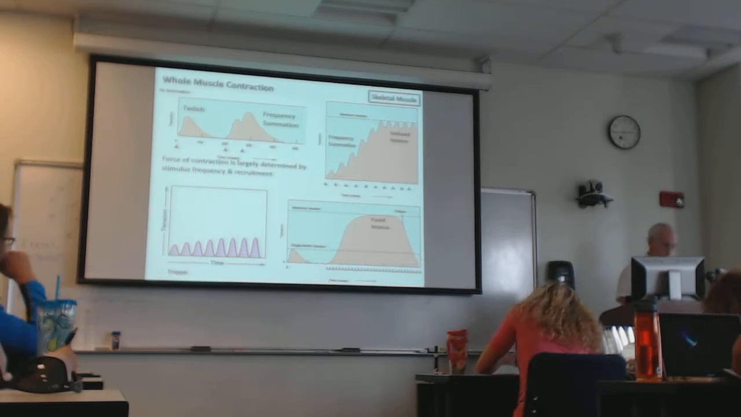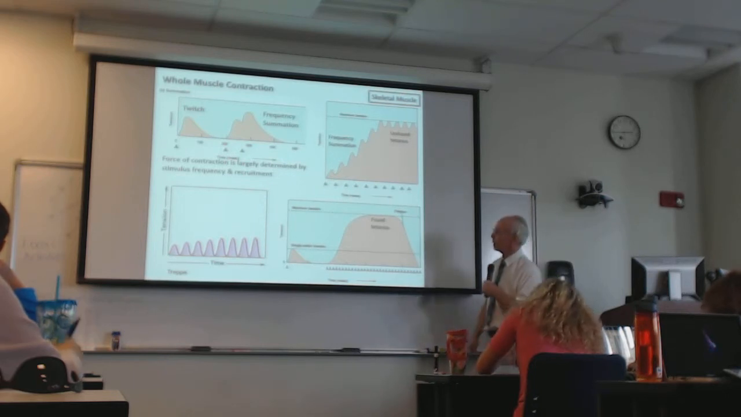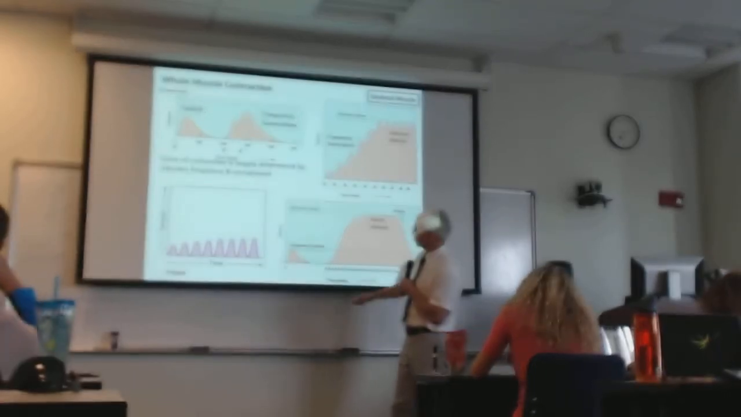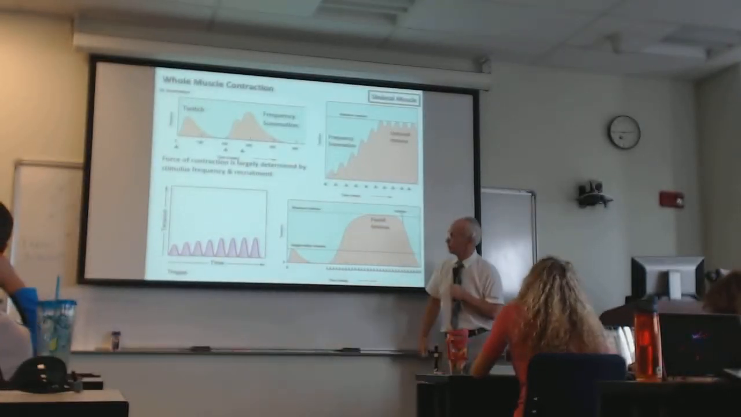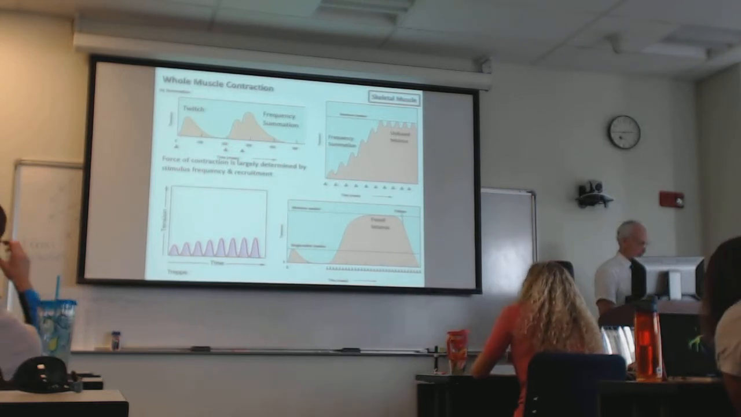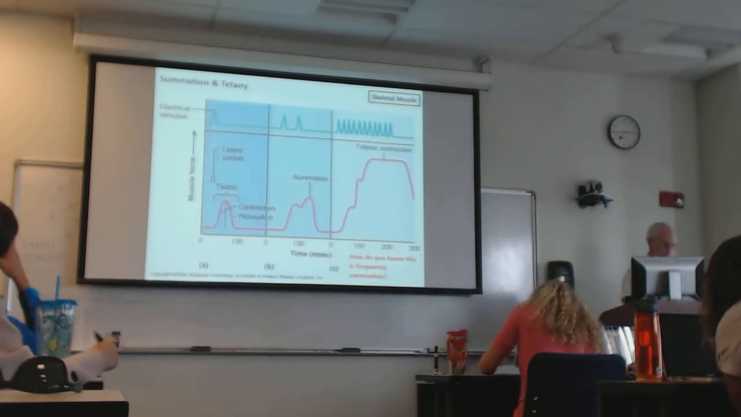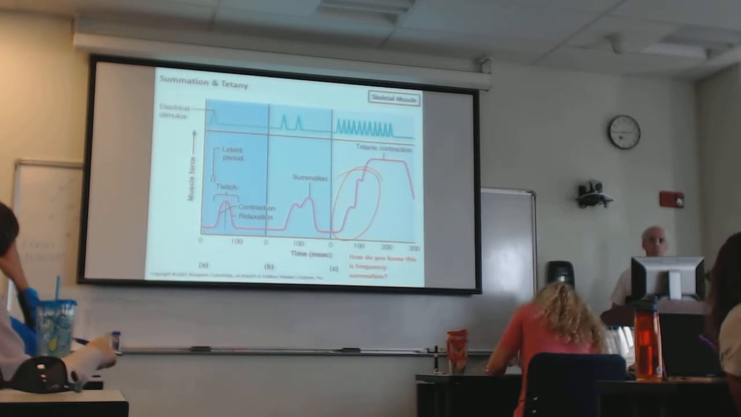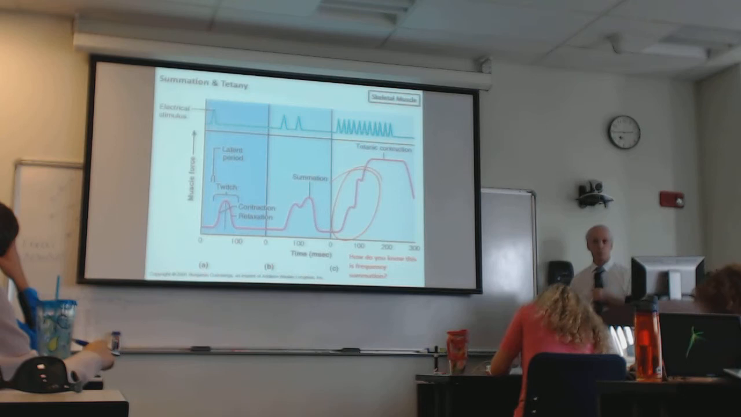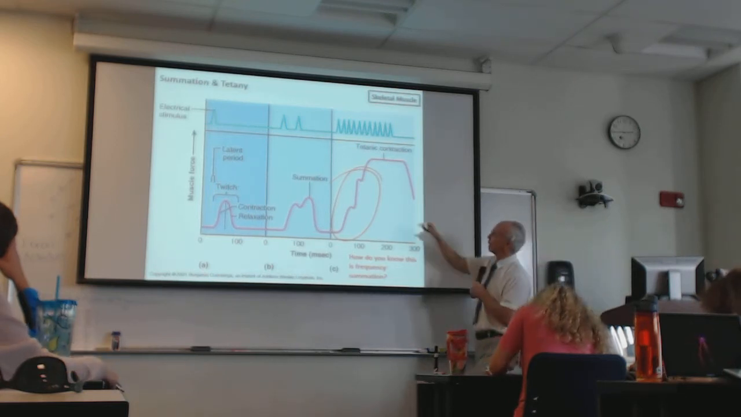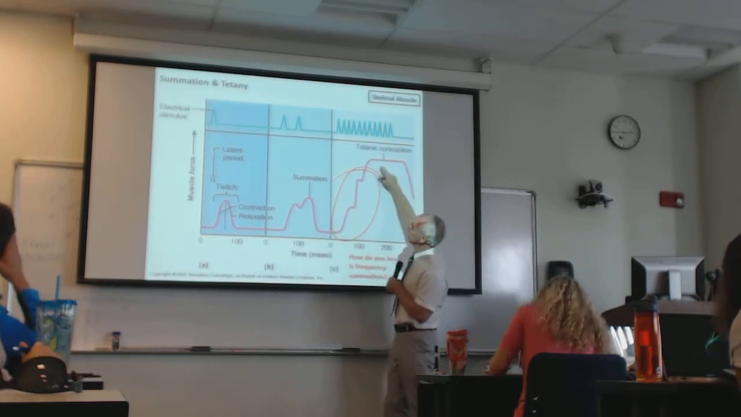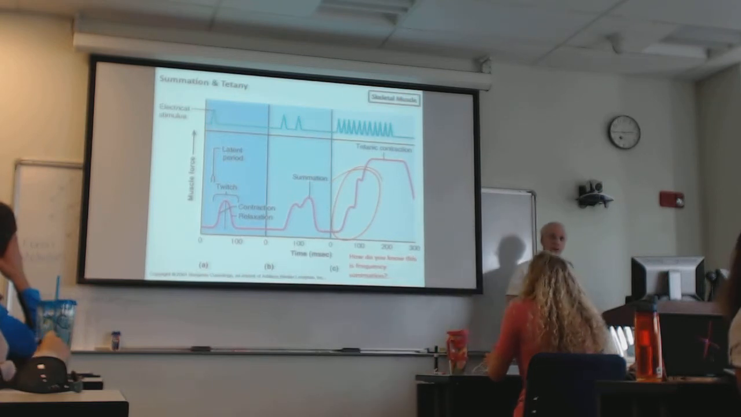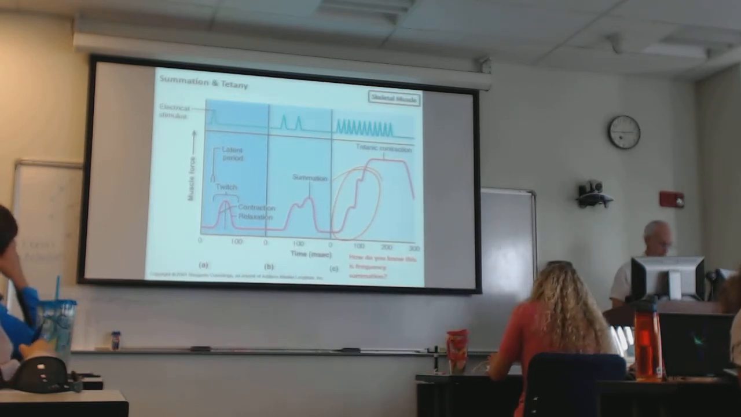So do we all have a handle? We can all differentiate, at least on a graph like this, the difference between a frequency summation and treppe. So what's going on here? That would be frequency summation. What do we have up here? Well, how would you classify this tetanus? Fused tetanus, right? Everybody see the distinction?